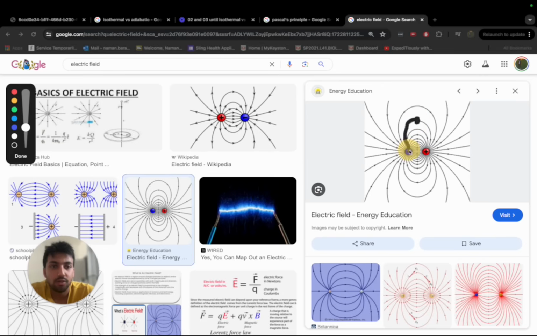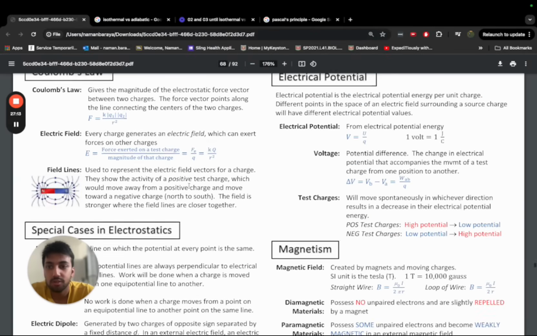It's going to go this way. If I put a proton over here, where is it going to go? It's going to go that way. So that's what an electric field is. A very simple explanation of electric field.